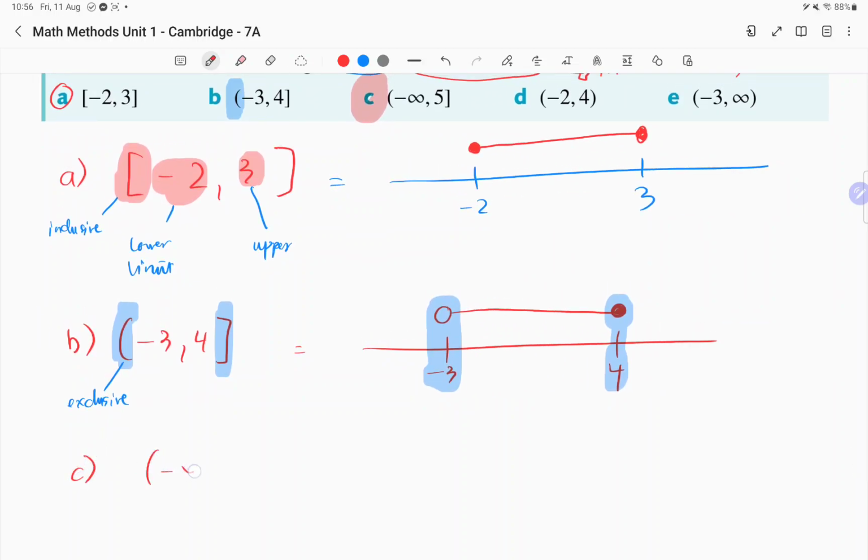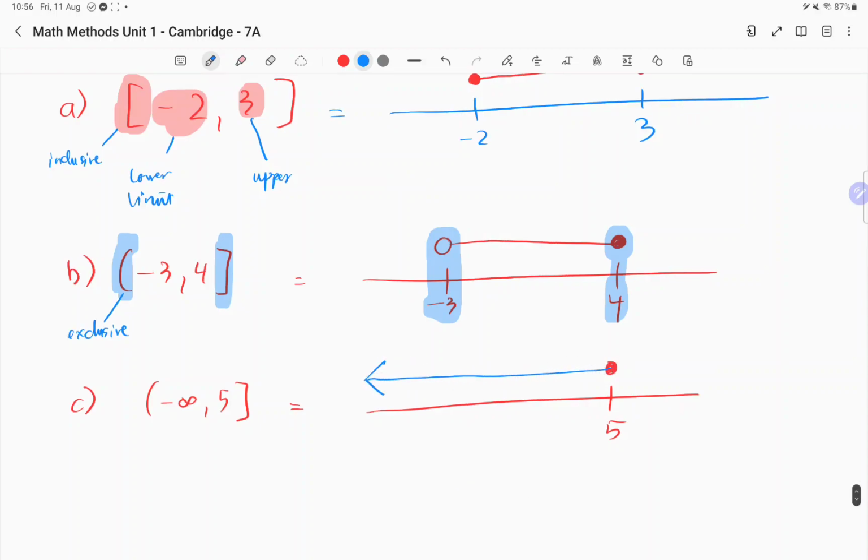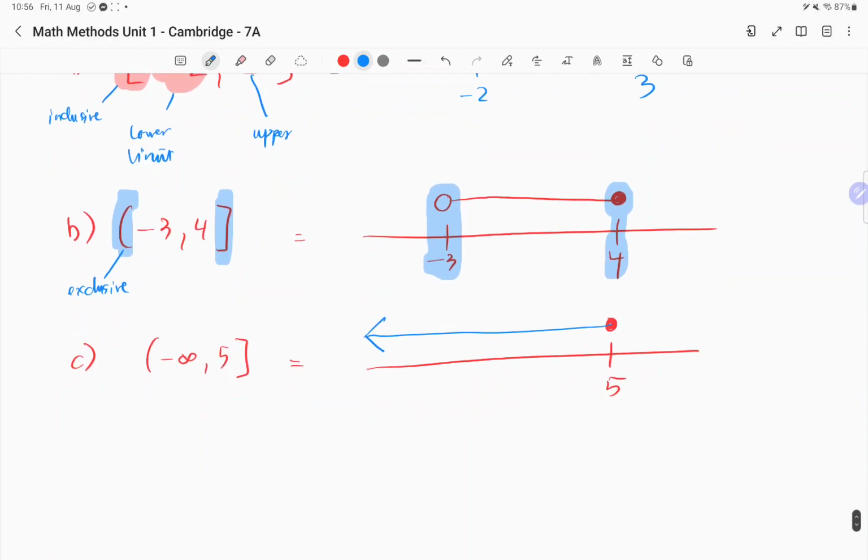Okay, and then moving on to question C, if you have something that has infinity in the interval, so negative infinity to positive 5 inclusive, what would this one look like? Well, let's say this is a number line. You can't actually represent infinity as a number. So the best we can do is that we start from 5 and then we draw the line, but we know that it goes on forever.